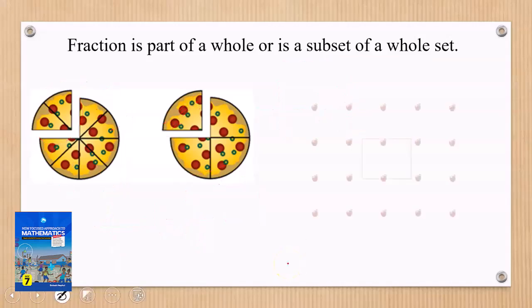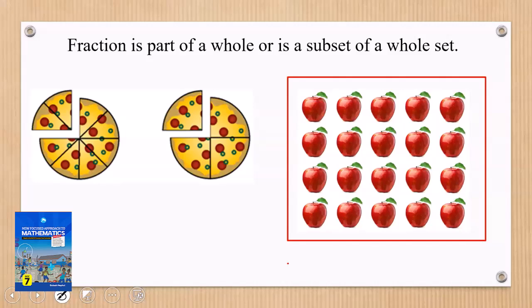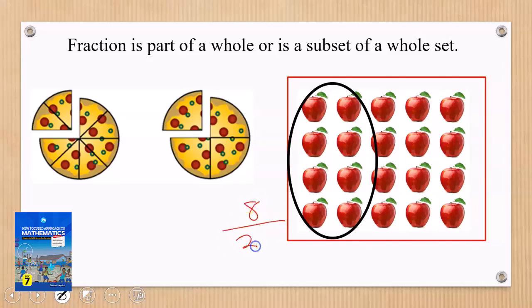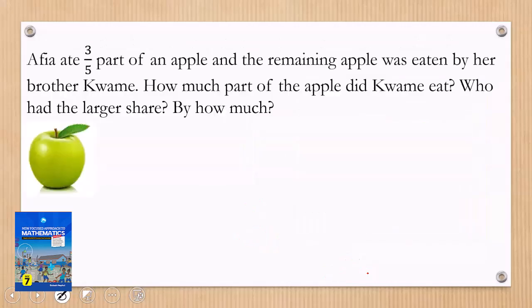Again, we are also saying that fraction is a subset of a whole set. So let's say a set containing apples. These are 20 apples. And assuming I consume 8 out of the 20, it means I have 8 divided by 20. So the portion that has been consumed is 8 out of 20. The remaining portion left is going to be 12 out of 20. If we add these two fractions together, we should get a whole. Right. Now let's take a few examples and see.